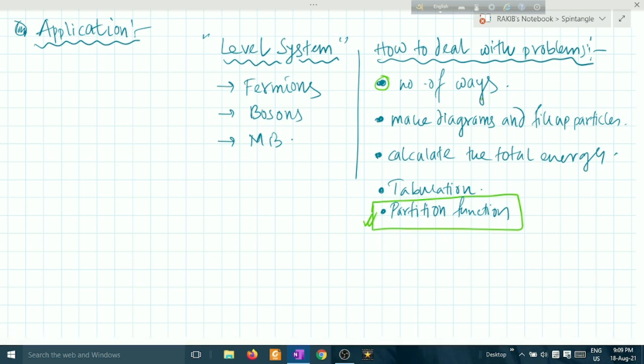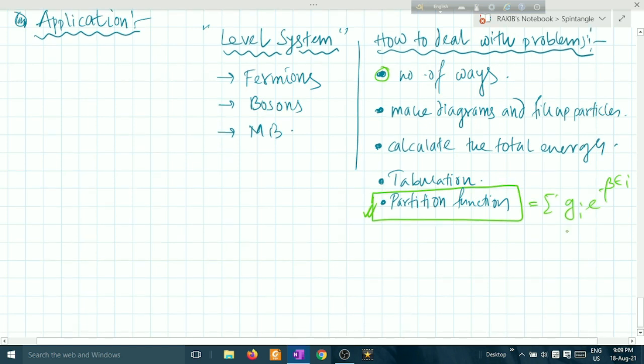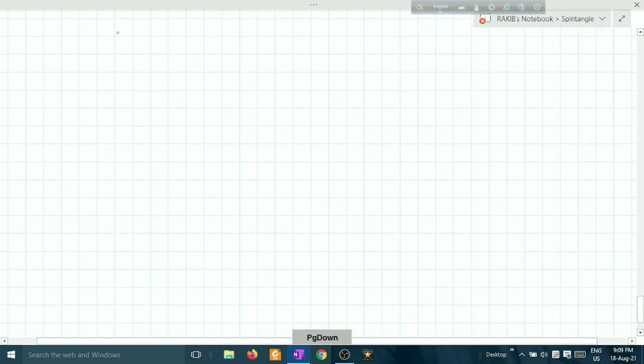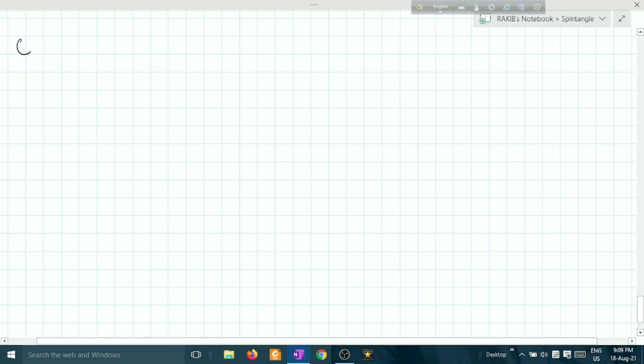I think you know the partition function formula. What is the partition function formula? It is equal to the summation of Gi e to the power minus beta Ei. This is called the canonical partition function. So let's calculate this canonical partition function. I am giving a problem. These are interesting problems.